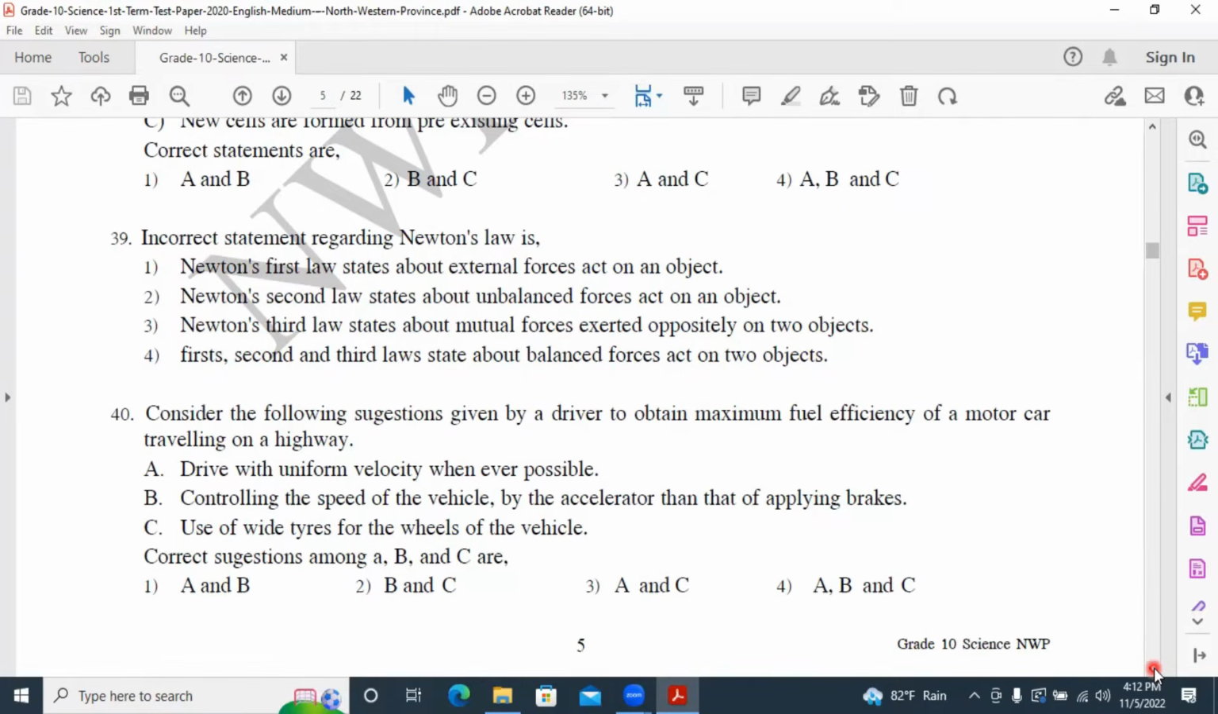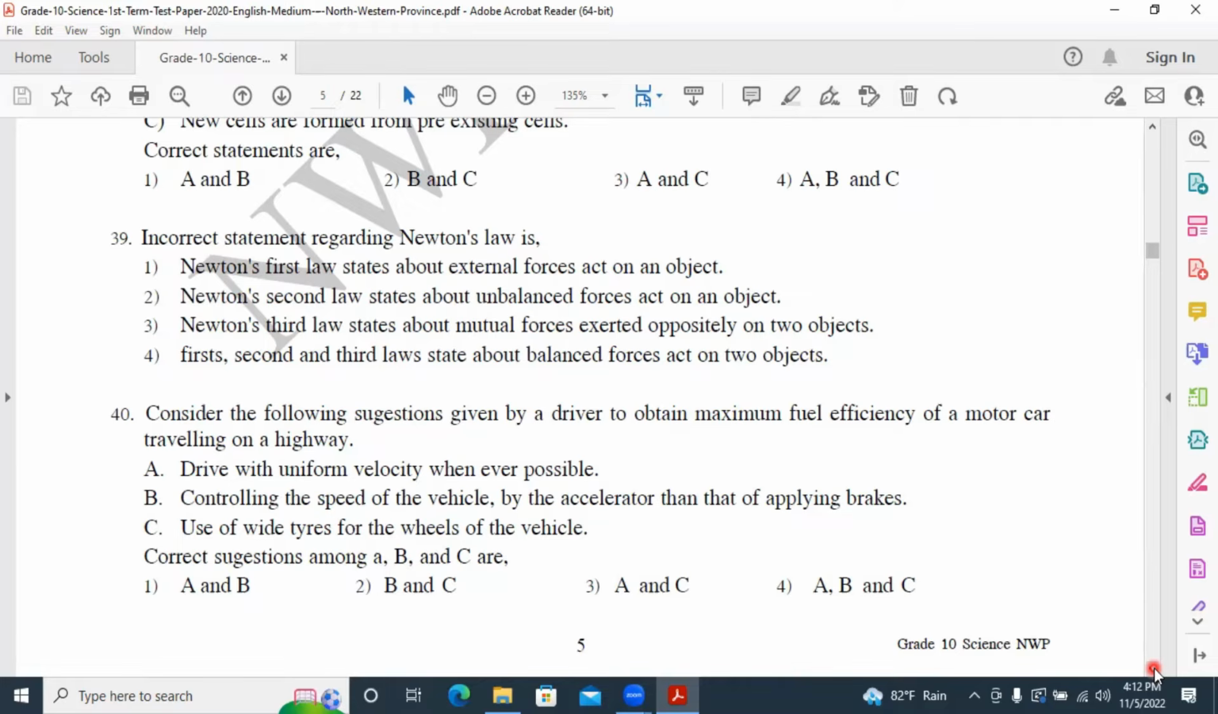Question number 39. The incorrect statement regarding Newton's laws is: first one, Newton's first law states about external forces acting on an object. It is correct. Second one, Newton's second law states about unbalanced forces acting on an object. It is also correct. Third one, Newton's third law states about mutual forces exerted oppositely on two objects. It is also correct.